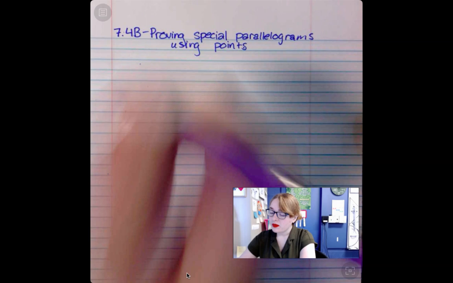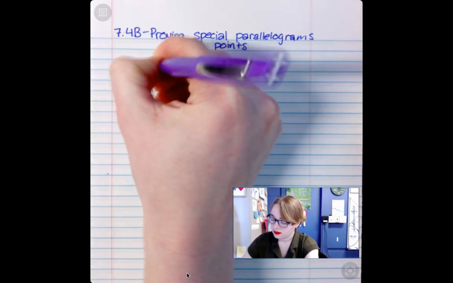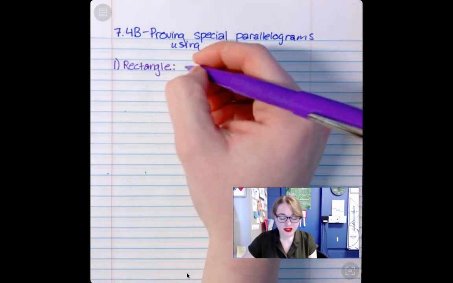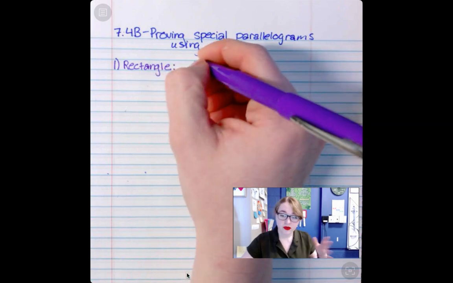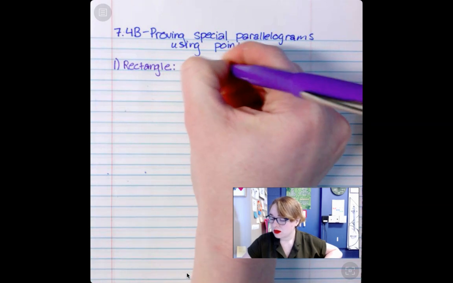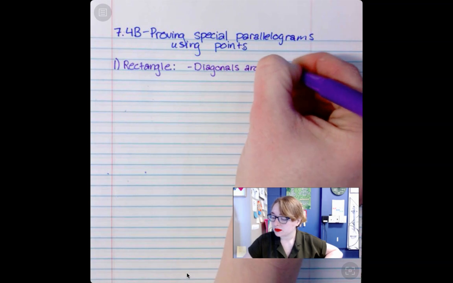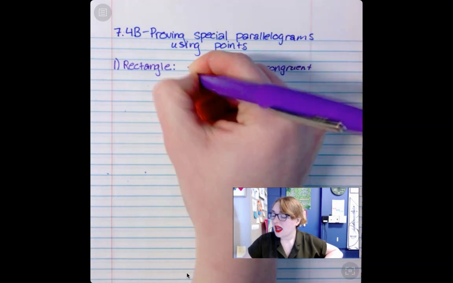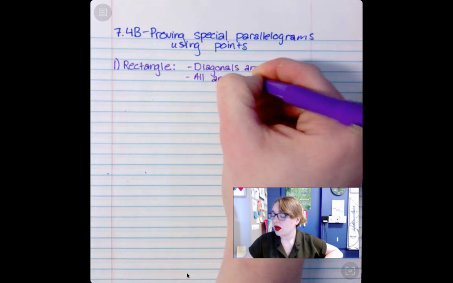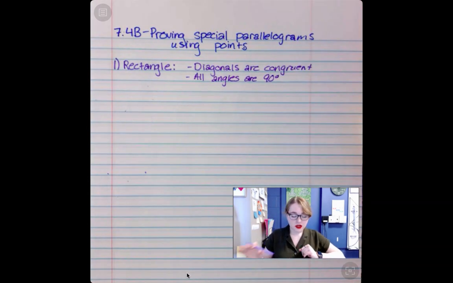Okay, so the first one that we have is a rectangle. Remember that rectangles have our two rules in addition to our 5 super cool rules, but we also have that the diagonals are congruent and that all angles are 90 degrees. Okay, so they're all congruent, they're all 90 degrees. So that's what we're working with.